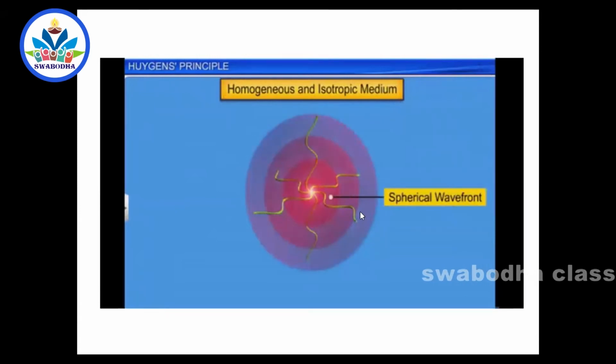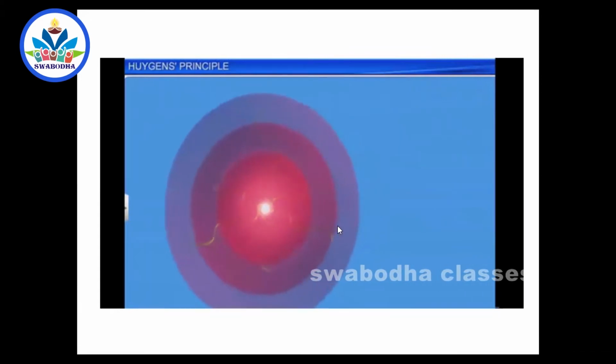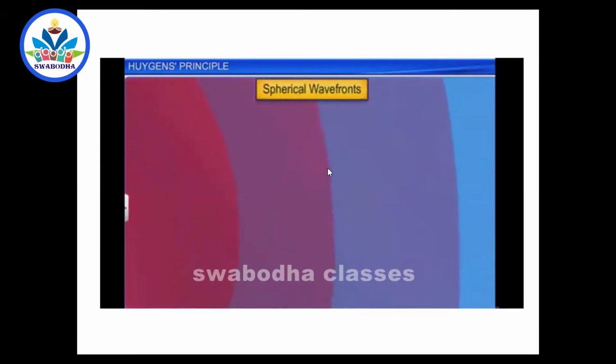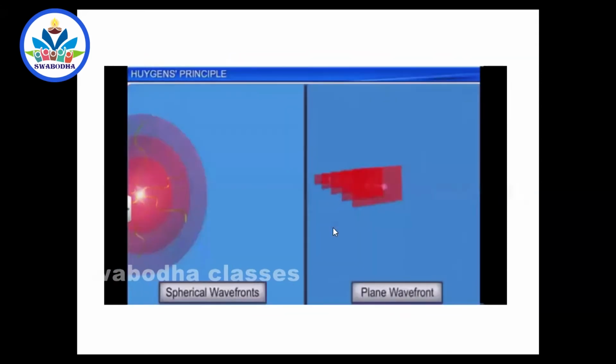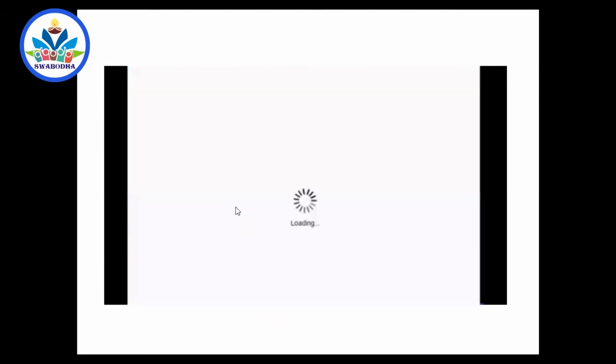The next wavefront. So the sphere keeps on growing, and as it becomes larger and larger, at a particular point you will find that the wavefront is almost plane. That is what you call a plane wavefront. As the spherical wavefront grows larger and larger, at one particular point you can find that the surface is almost plane because the sphere is so large. So when the source is at infinity, the wavefront becomes almost plane.